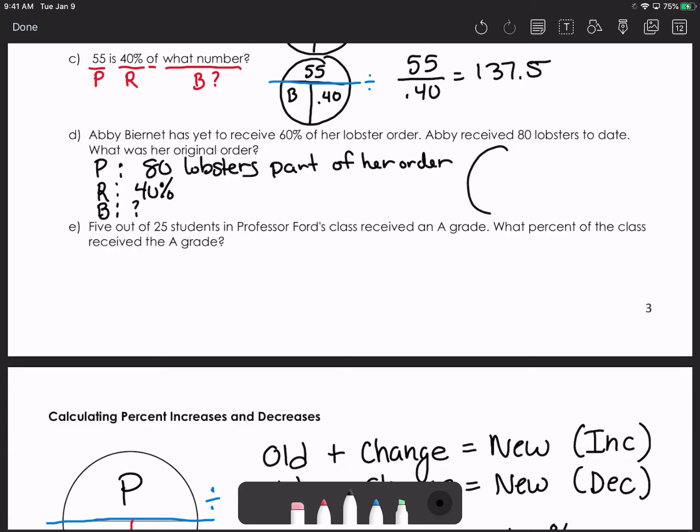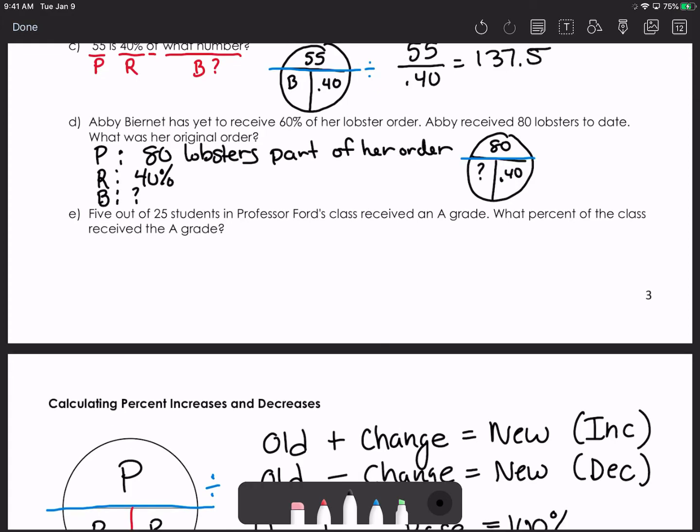So when I put this information in on my circle, the portion goes on the top. The rate goes in the lower right as a decimal, so that's 0.40, and we're looking for the base. Since the 80 and the 0.40 are being separated by the division line, that means I'm going to take 80 divided by 0.40 to find the entire order. So that would be 200 lobsters. So that means 80 lobsters out of the 200 that she ordered is 40%.